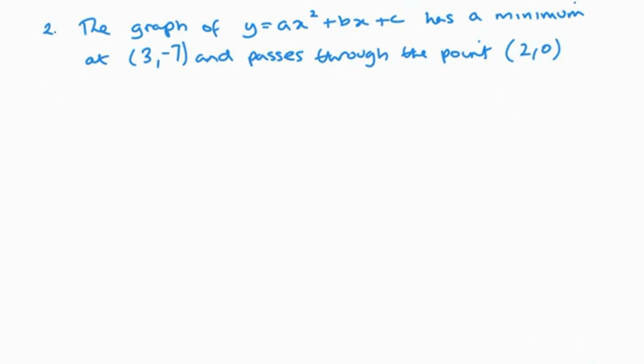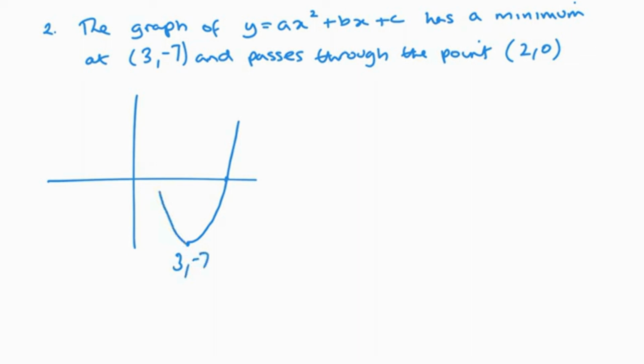Right, so let's have a look at this one. First thing to do, let's do a rough sketch. So we're going to be 3 across, minus 7 down. That is our minimum value. We're crossing at 2, 0. Now 2, 0 is less than this, isn't it? 3, minus 7. So we've got to cross something like this. That would be my 2, 0 coordinate because it's smaller than this 3, minus 7 coordinate in terms of the x values.